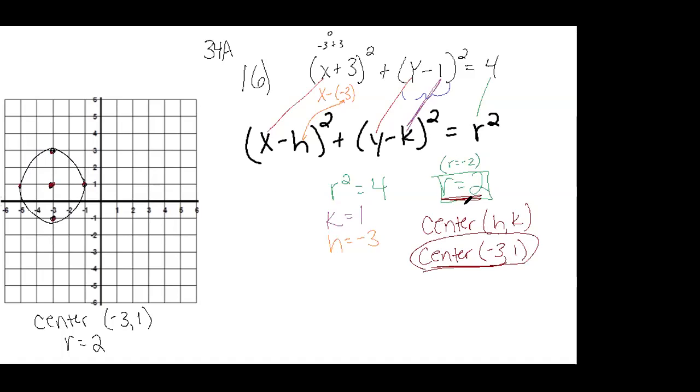So essentially there's two ways to do all of these problems. I just want you to be aware, whichever way is easier for you. You can either pick the points that will make this parentheses 0 or this parentheses 0 and plot them, or you can compare it to the standard equation of a circle and find the center at hk and the radius value.